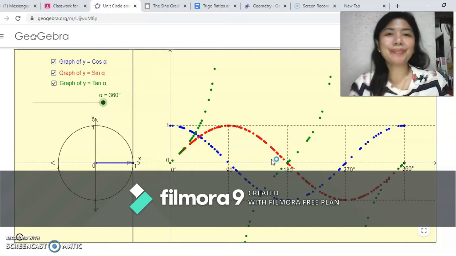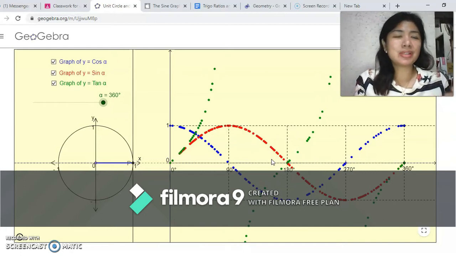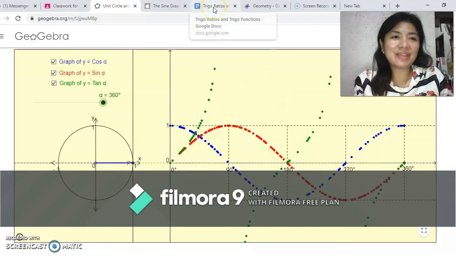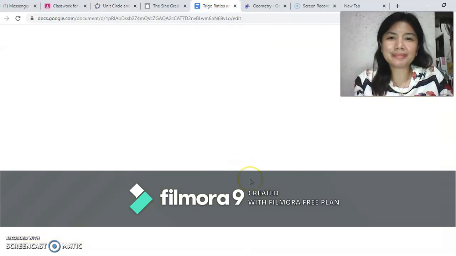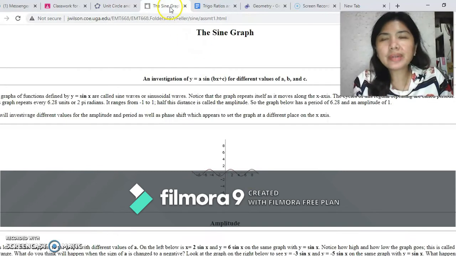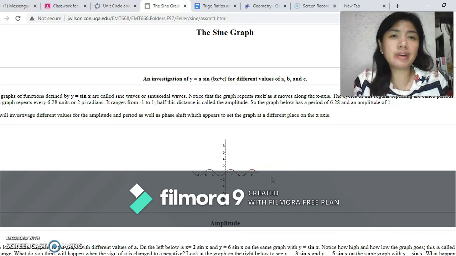Okay, so let's now focus our talk on the sine function. I have here an outline. This is a very beautiful online reference, also by J. Wilson. So we have the sine graph.